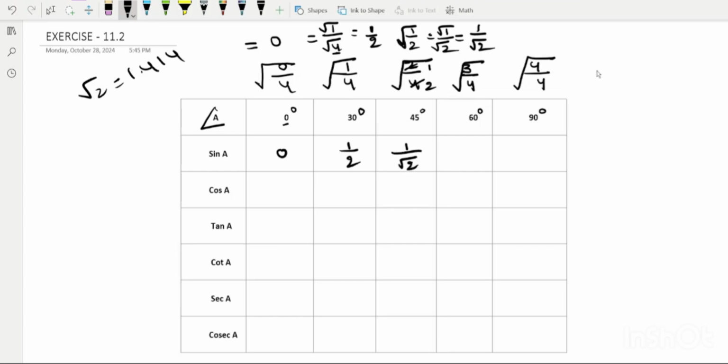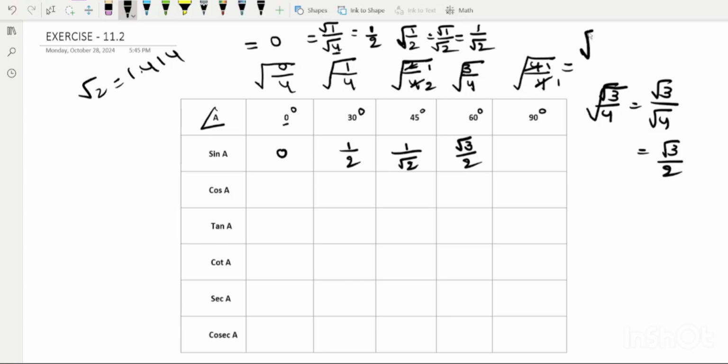Now root 3 by 4. Let me solve it for you here. Split them again: root 3 divided by root 4. Root 3 remains the same, as it does not have a fixed value, and the value of root 4 is 2. So this becomes root 3 divided by 2. And for 90 degrees, the 4s both cancel, and you are left with 1 by 1, which is 1. Root 1 is 1. And in the first scenario, 0 by 4 is 0, so root of 0 is also 0.